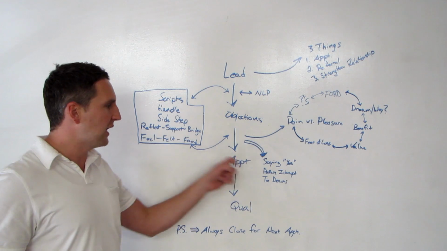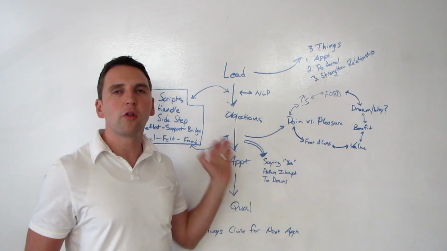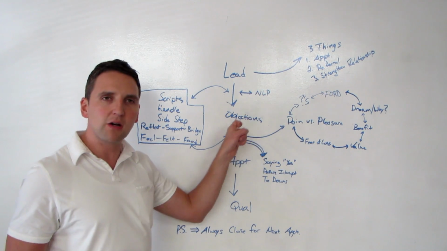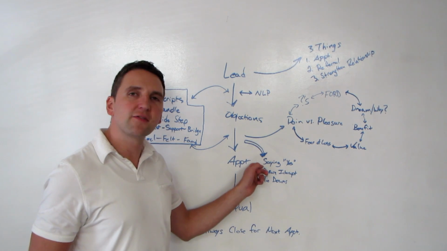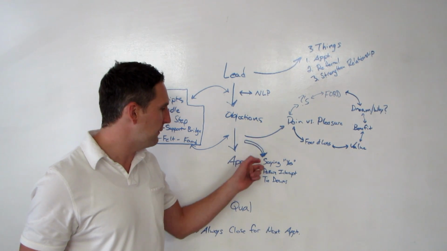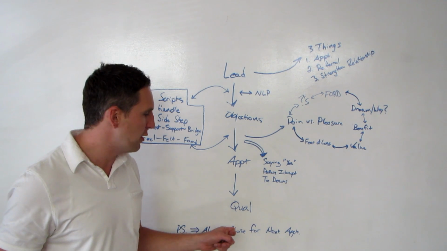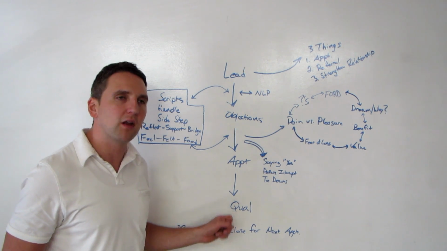Don't get stuck in one of these for a long period of time. It's lead, script, objection, script, appointment. Be willing to ask for that appointment about 3 to 4 times, but keep moving. And then once you have the appointment, qualify the appointment.